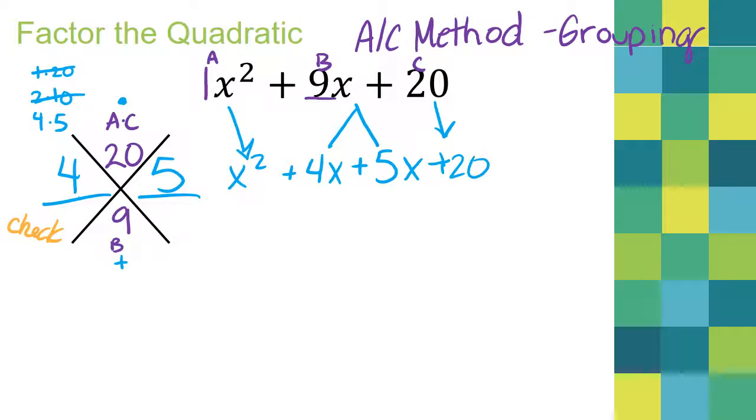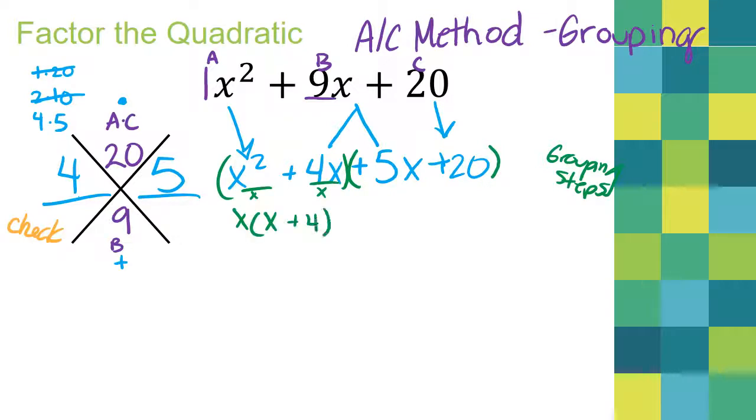Okay, at this point, our step is to now use grouping, which was another lesson. So remember, 4 steps for grouping. First step you're going to use is to put parentheses around the first two and the last two terms. Okay. Next, you're going to take a GCF out of the first set, and in this case, my GCF is x. If I divide both terms by x, I get an x and a plus 4. Take a GCF out of the second set. I can divide out a positive 5, which leaves me with an x and a plus 4.